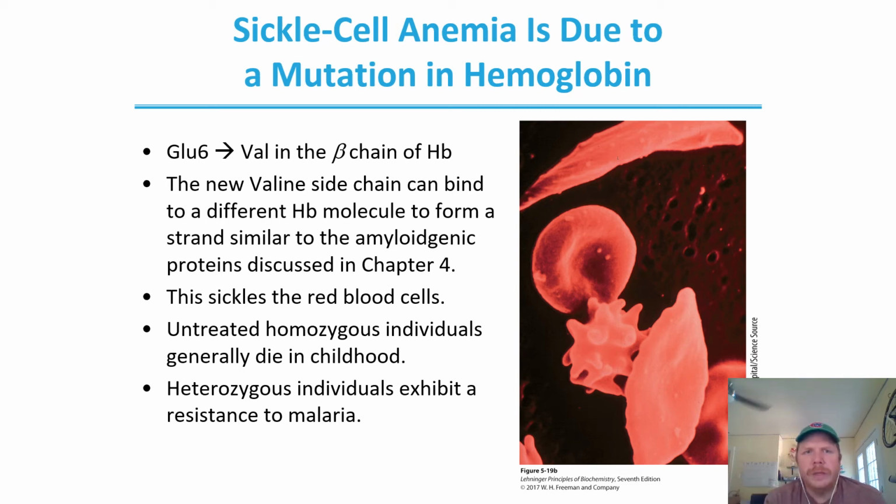So the ailment known as sickle cell anemia, the sickling of red blood cells, is your hallmark of the disease. That's due to a single mutation in the protein hemoglobin. Now, a glutamic acid is mutated, or it's not mutated as if it spontaneously happens. That glutamic acid is converted to a valine, and that's found in the beta chain of hemoglobin.